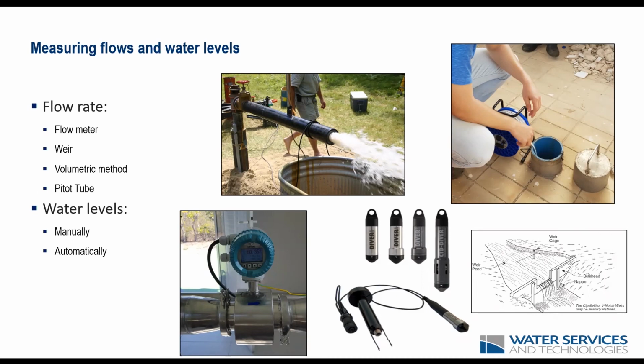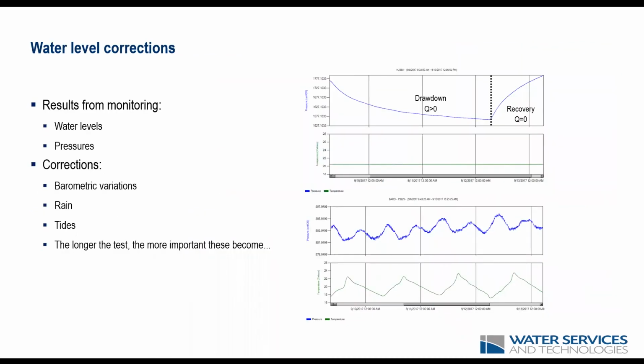Turns the test itself a lot more efficient and reliable. In many tests, especially the longer term ones, we need to do water level corrections. So what do we get from the monitoring during the test? Are water levels if we are measuring them manually, or pressures if we are using these pressure sensors, the data loggers, which of course we can convert to water levels later on.